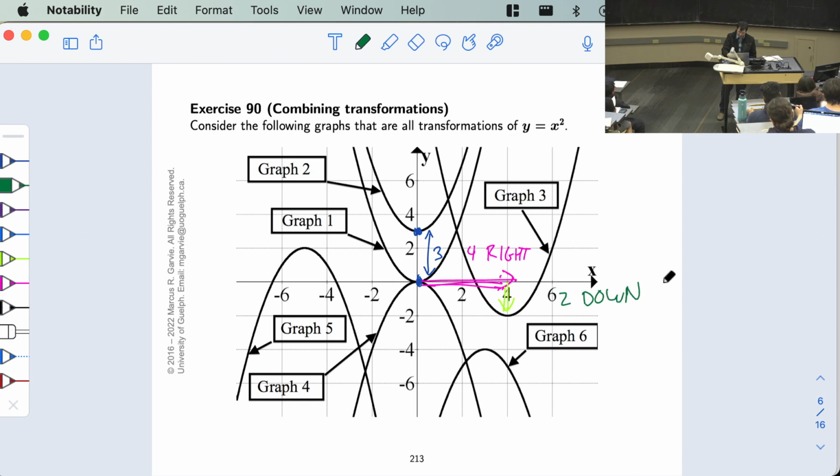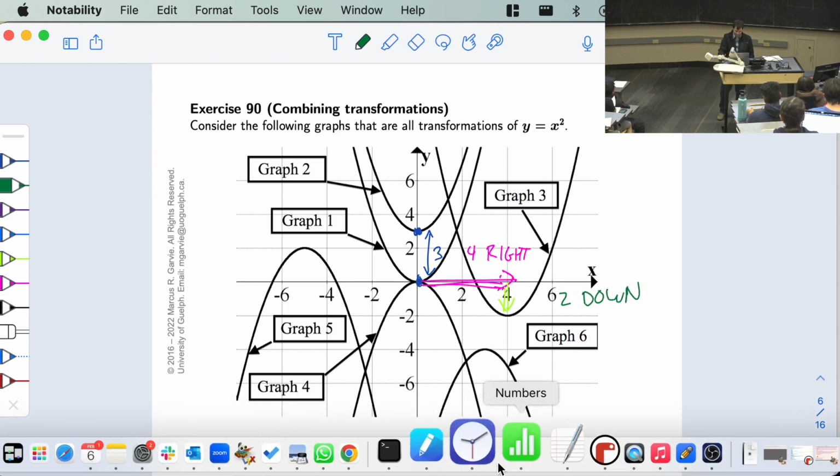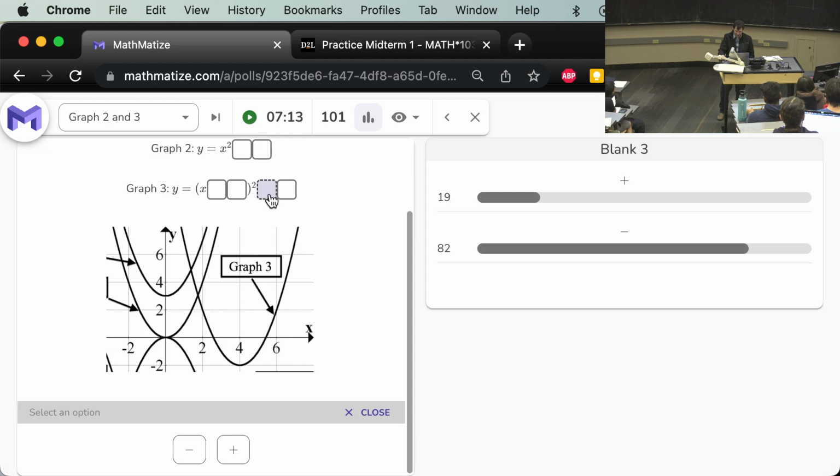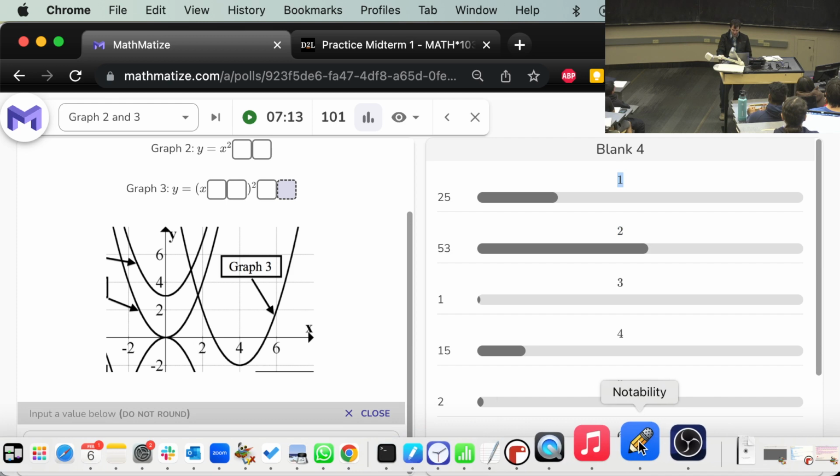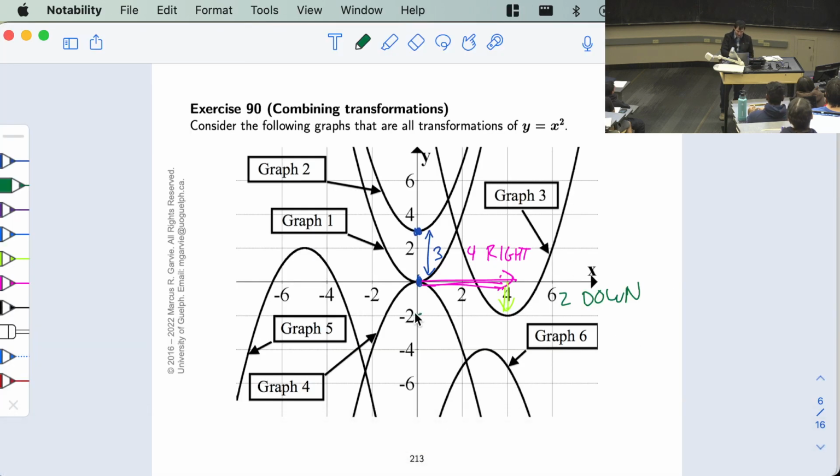How do we do 2 down? Well, what did you guys say? Minus and 2. Ooh, OK, some people said 1. If you said 1, it's one box, but a box is 2 units. So watch out for that, right? It's one box, but the box is 2 units. This is another good thing to practice.